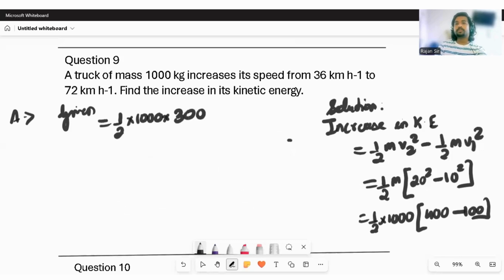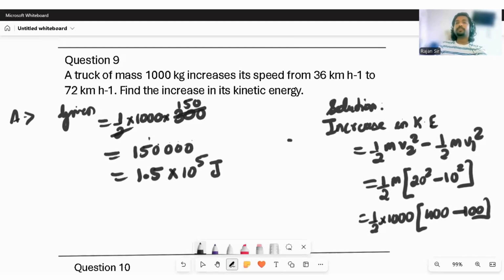And if you cut this one, we got 150, and that is 150,000. Or you can write 1.5 into 10 raised to 5 joule. Or you can write 15 into 10 raised to 4 joules. Depends on you. So that's it. That's the increase in kinetic energy of the truck if it changes from 10 meter per second to 20 meter per second. Okay. Let's go to the next one.